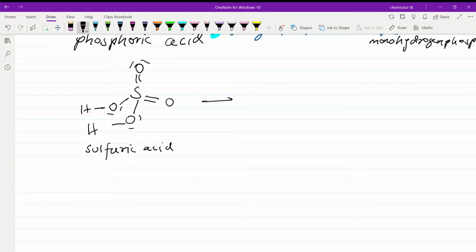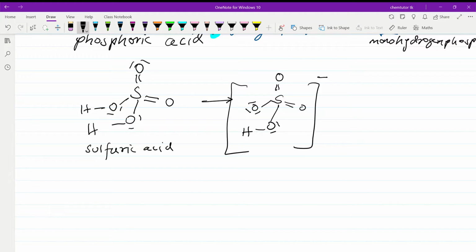If it loses one hydrogen, right? So this lost this hydrogen. Can you see this hydrogen is gone? It's not there. That is here. This one is called hydrogen sulfate.